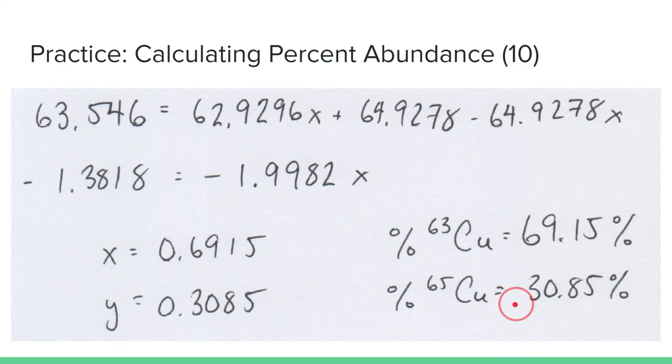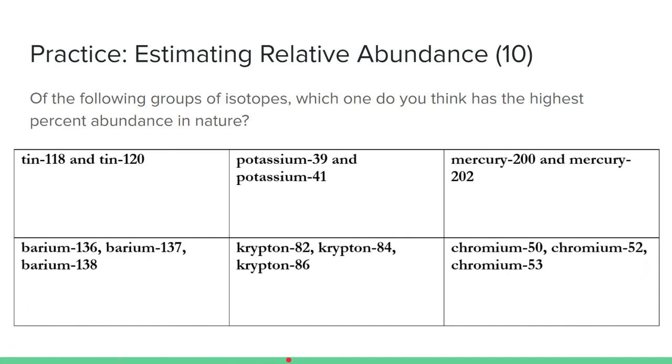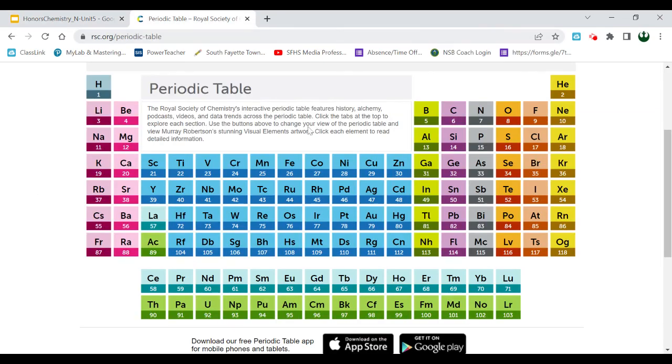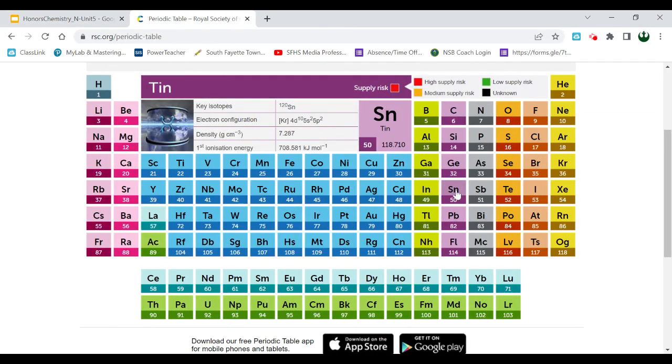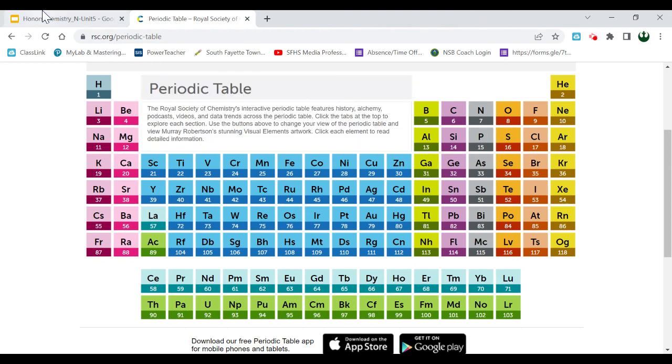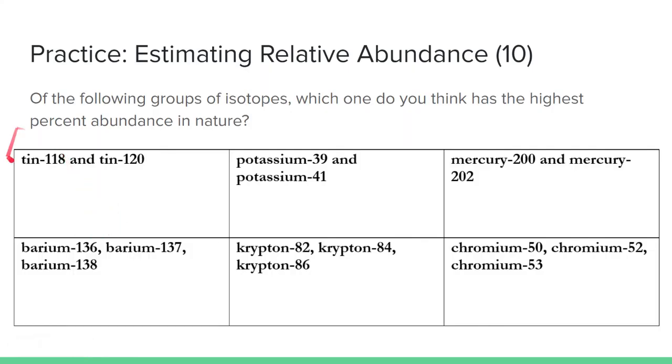Our next and final topic here is, well, how do we look at the periodic table and make some simple estimations as to what isotope is the most abundant? It actually doesn't even involve any math. Tin 118 versus tin 120, what I would do is I would go to my periodic table, find the symbol for tin. The average atomic mass is 118.71 atomic mass units, which rounds more closely to tin 118. So I know tin 118 is the more abundant.